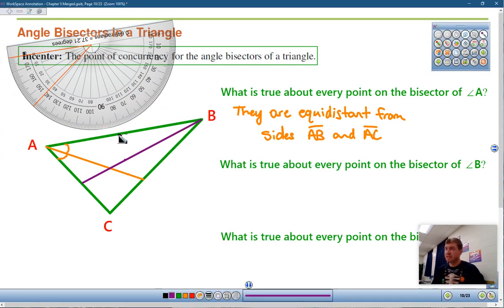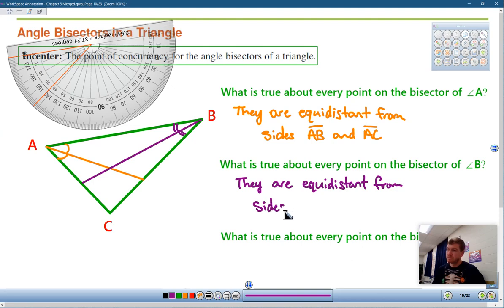So what I'm claiming is that this is congruent to this. Looks pretty good. And what is true about every point on that angle bisector? They are equidistant from sides AB and BC.